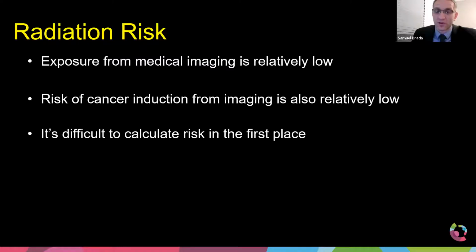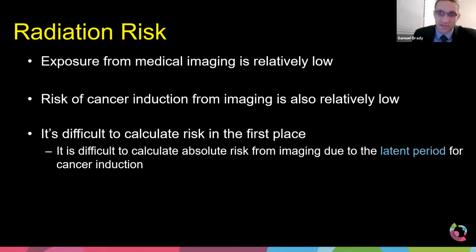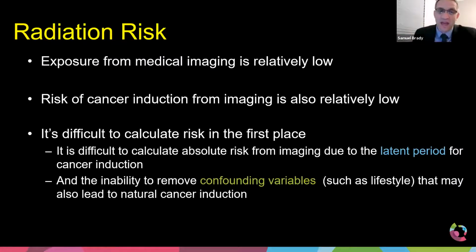It's very difficult, though, to define or calculate what is the risk from imaging. And that is because of the things we talked about. The fact that there is a latent period from which cancer may be induced before it manifests. And there are a lot of confounding variables that we cannot rule out when we make our calculation, such as lifestyle. You may go in for a CT scan, but then smoke for the next 20 years, and then you may have lung cancer. Did the CT scan cause that lung cancer, or did smoking cause the lung cancer? We can't rule out either with the basic epidemiological scientific knowledge we have today.